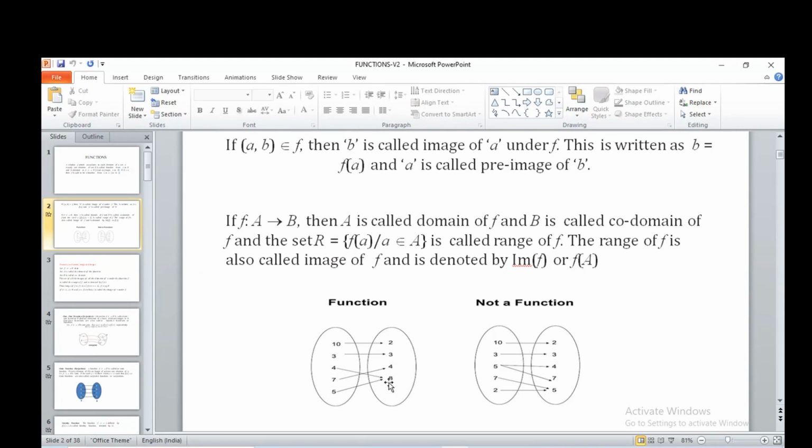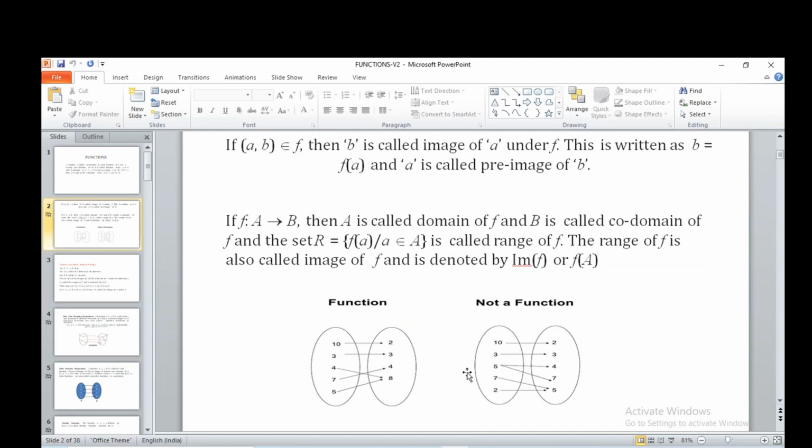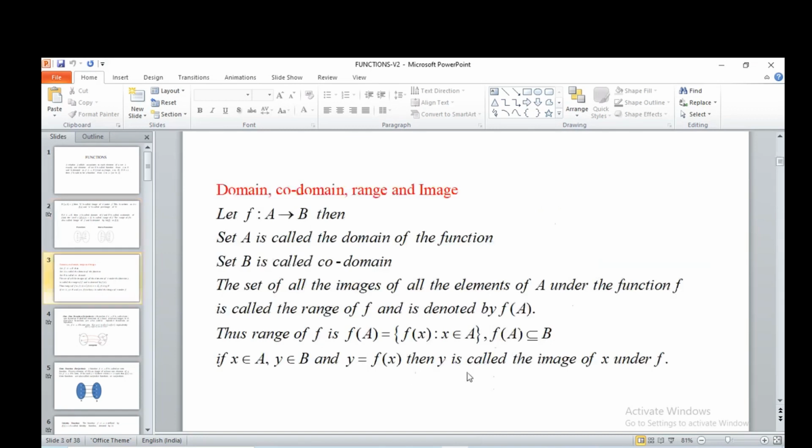Is there any doubt in function? How to define a function? A function is nothing but a relation from domain to codomain; we have to follow a single relation. Next part: domain, codomain, range, and image. Let f match A to B. Then set A is called the domain of the function and set B is called the codomain.